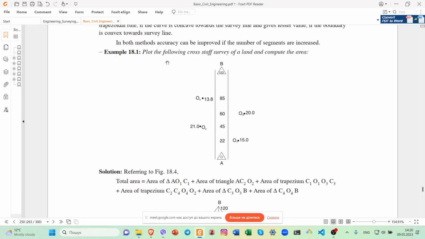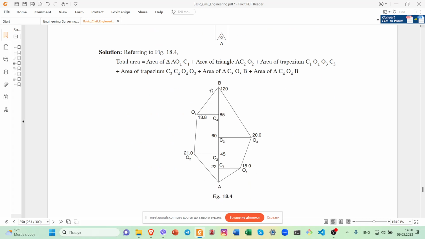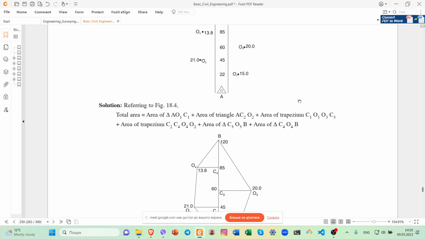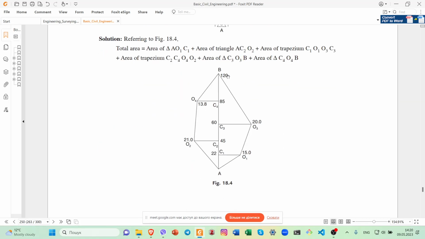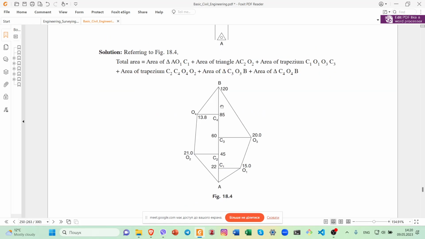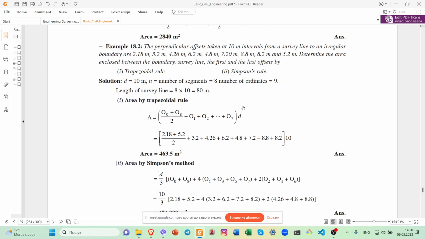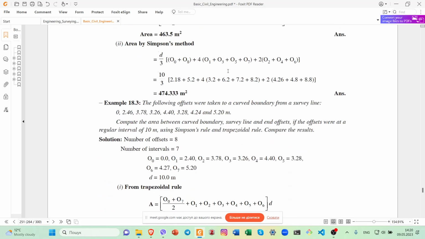Here you can see an example. Plot the following cross-staff survey of a land and compute the area. Here you can see the sketch of the land parcel, for example. And here the particular features, triangles, and here is the result. Another example.